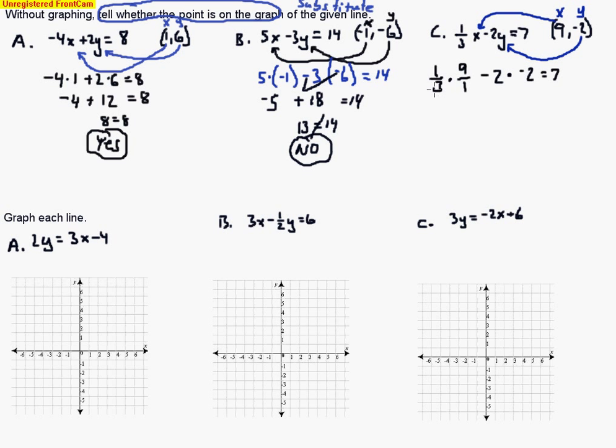Well, 3 goes into 9 3 times. So I'm going to multiply those numbers, and I end up with a 3. Negative 2 times negative 2, those multiply to make a positive 4. And they should equal 7. Well, it definitely does in this case. Those two numbers do agree. And so we say yes, (9, negative 2) is on the line defined by the equation 1/3 x minus 2y equals 7.